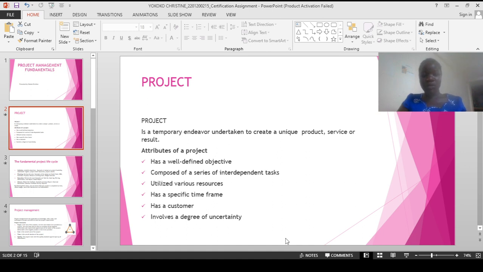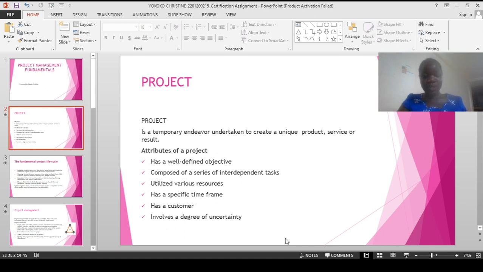Under the attributes of a project, we shall have points like having well-defined objectives, meaning a project needs to have clear and well-defined objectives, like how you are going to do this and that. It needs to be defined clearly. Secondly, it is composed of a series of interdependent tasks. It means that under a project there will be tasks which are not the same, but they will be interrelated, they will depend on each other.